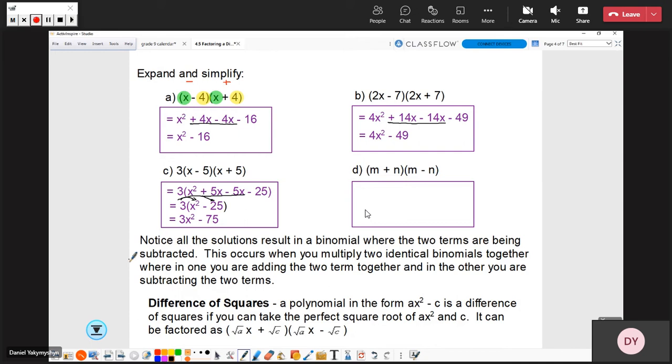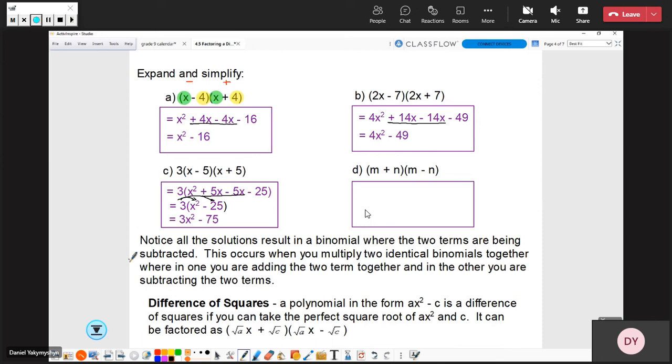Now, what do you notice in all 3? I know we haven't done that fourth one yet, but what do you notice about all 3 of these? What's happening? What's something that's common that happens in all 3? What do you notice? The b term. Where is it?